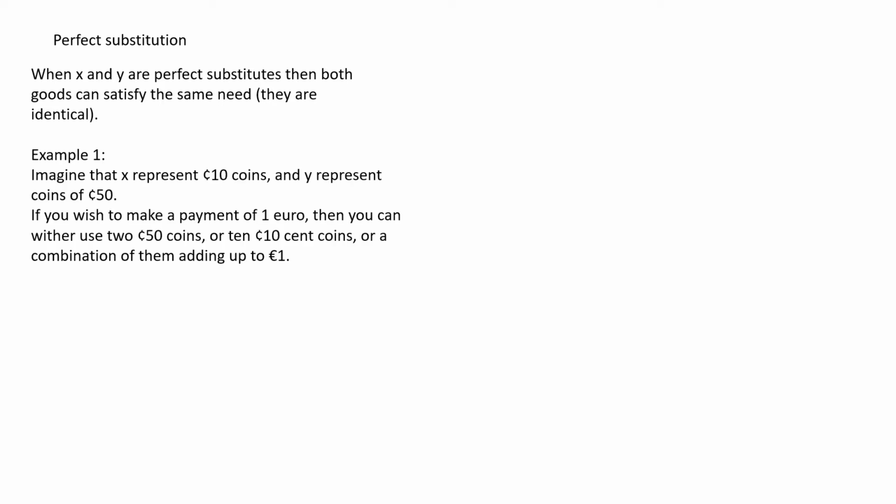A first example could be that you have two types of coins. You have 10-cent coins and 50-cent coins. If you wish to make a payment of, say, €1, then you can either use two 50-cent coins or ten 10-cent coins, or basically any combination of them, for example, one 50-cent coin and five 10-cent coins, as long as these add up to €1.